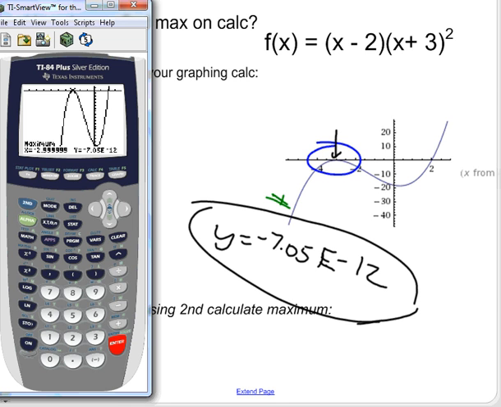Well, it has this, which is really close to 0. It means take the decimal in 7.05 and move it 12 spots to the left. 1, 2, 3, 4, 5, 6, 7, 8, 9, 10, 11, 12. Do you get how 0.0000000000705 is really close to 0? That's what it's trying to say. Now, the weird thing is, why didn't it just say 0?